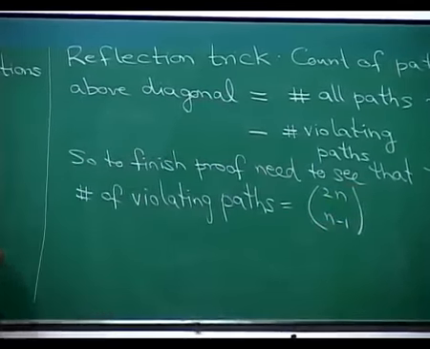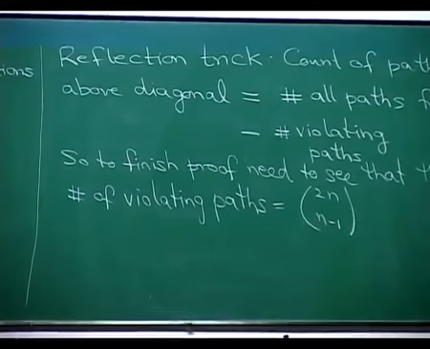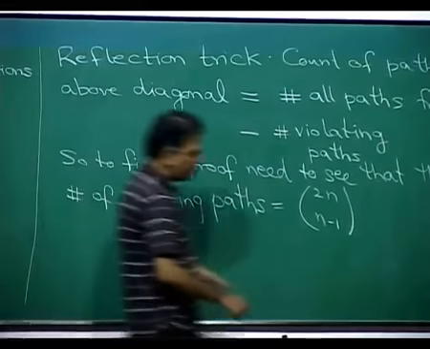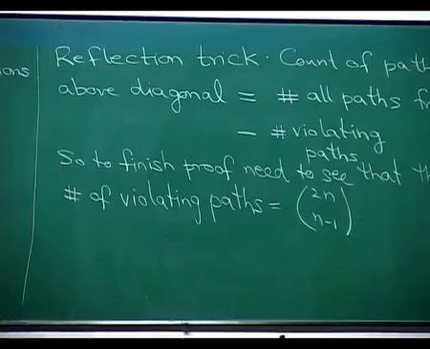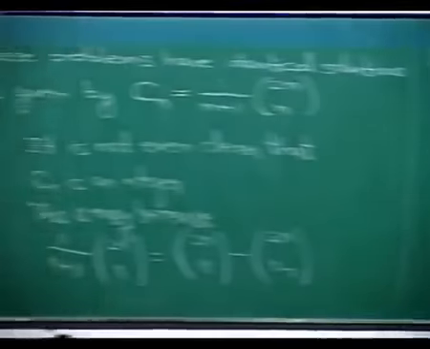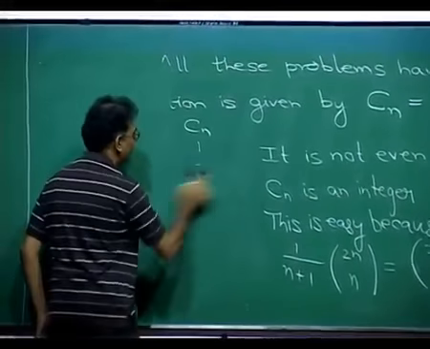And here is where the reflection trick comes in. So it goes this way. What we do is we consider a path which violates the condition. So if it violates that condition, there is a first point at which that condition is violated. So we look at that point closely and do something there.